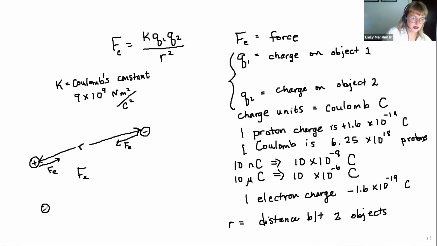If they're the same sign of charge, the distance between them is r, the electrostatic force is going to be repulsive. So this one will point this way, and this one will point this way. They'll be the same size force again, just opposite directions.